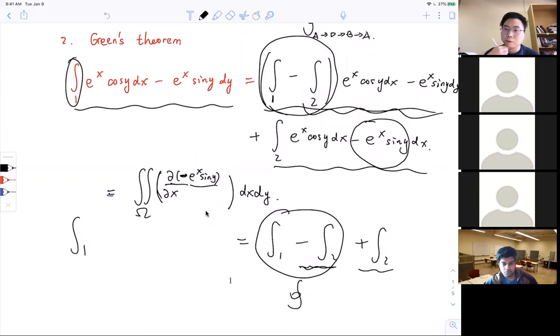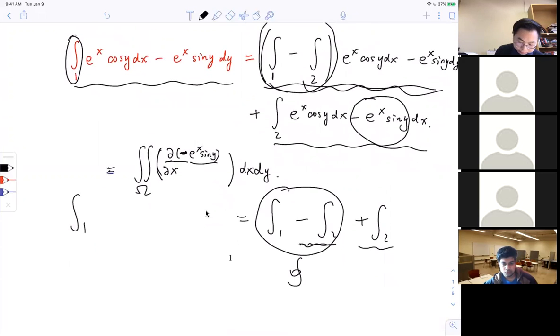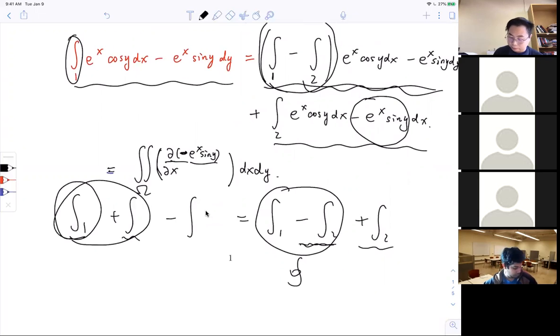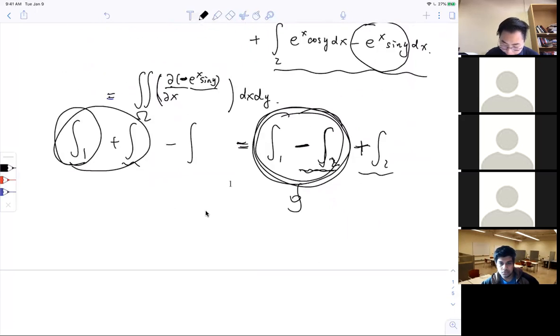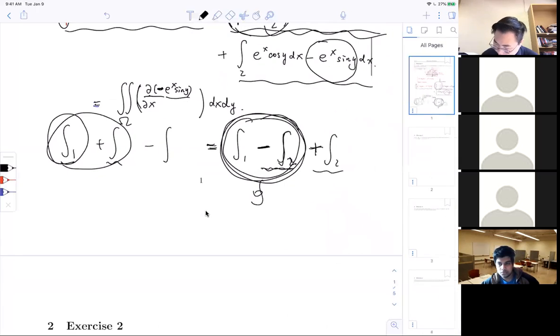That's what we usually do, right? Whenever you have something unclosed, we add something to make it closed, but to make them equal, we need to subtract the same thing. Here we subtract 2 to make the loop closed, and we add 2 to make them equal. So basically, we have, let me add another page.